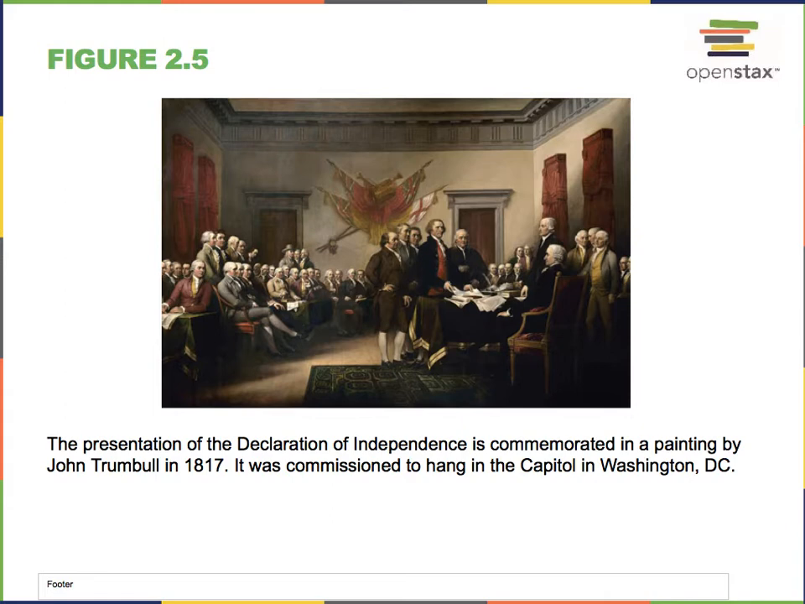Speaking of oversimplifications within one photo, here is a presentation of the Declaration of Independence commemorated in a painting by John Trumbull in 1817. So this is well after the fact. It was commissioned to hang in the capital of Washington, D.C. It's one of the most recognized photos in the history, or paintings, I should say, in the history of our country. And it's actually a gross misrepresentation of what happened here.